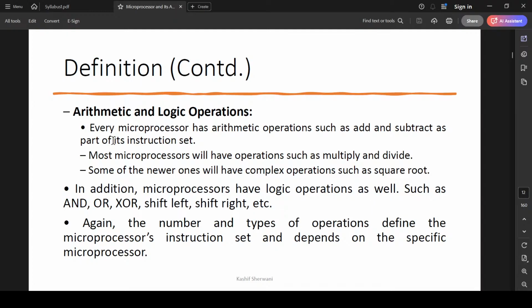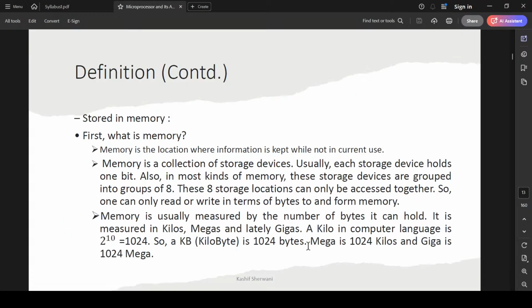The operations can be arithmetic, logical. Every processor has the arithmetic operations such as addition, subtraction. It is included in the instruction set. Most microprocessors will have operations such as multiply, divide. Some of the newer ones will have complex ones, like square root. This is a complex operation. In addition, microprocessors have logical operations as well. Logical means the same thing: AND, OR, XOR, the ones I was talking about, the gates, and shift left, shift right. Again, the number and types of operations define the microprocessor's instruction set and depend on the specific microprocessor.